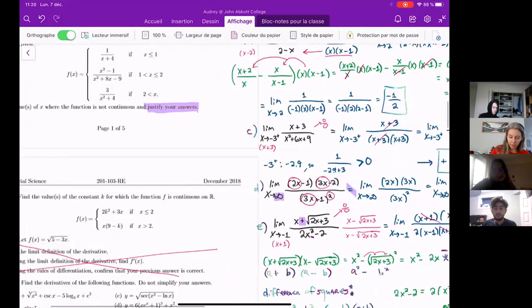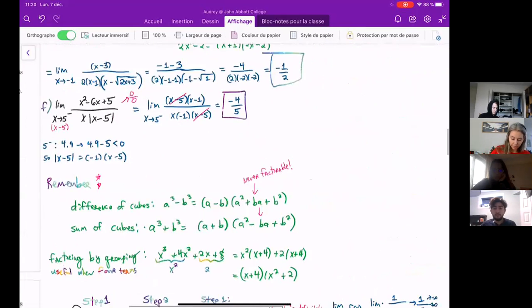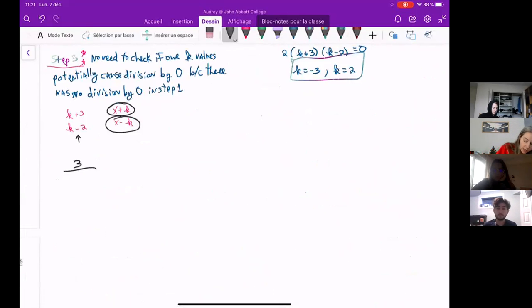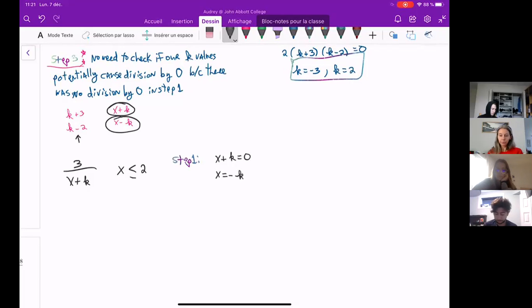Yeah, so let's say, for example, Kiana, that we had something like this. Let's say that I had 3 over x plus k for x less than or equal to 2. Okay, then in step 1, I would have gotten x plus k is equal to 0 when x is equal to negative k. Okay, and then if I'd gotten the same negative 3 and 2, so I have k is equal to negative 3, k is equal to 2.